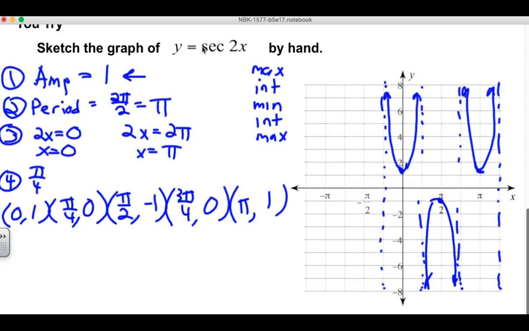So there would be our best sketch of secant of 2x. Let me know if you guys have any questions on this. Hopefully it helps review cosine and sine a little bit, and isn't that much different, where it's a whole lot of new stuff. Tangent's a little bit different, a couple little differences, but it's really similar to doing sine and cosine. All right, appreciate your time, and let's get to practice.